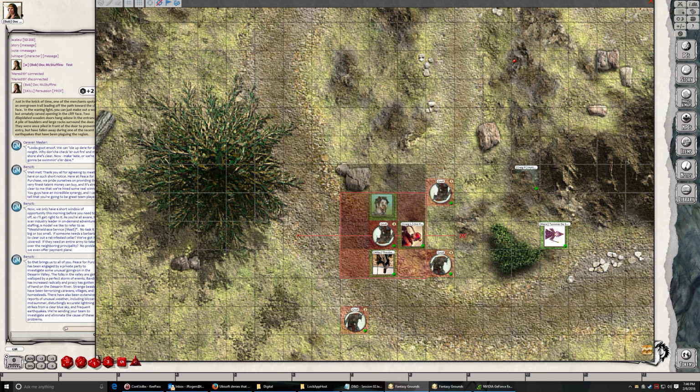But according to the way the PHB says disengage works, when you disengage, you're effectively immune to attacks of opportunity for the rest of your turn. So he could come up here and go any way he wants, circling around everybody, and get over to the wizard. And of course, he would have burned his action on disengage, so he would have to wait until the next round to cast that spell, unless he's got some sort of free action he can use.